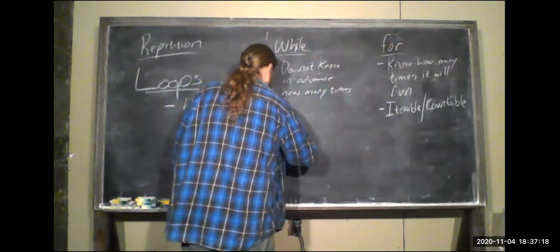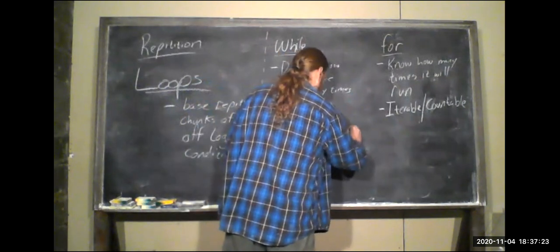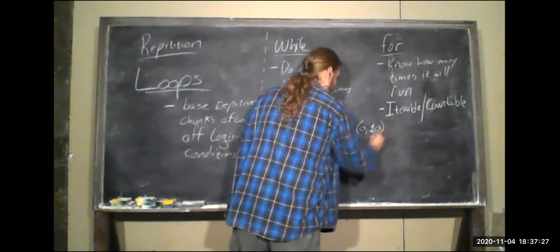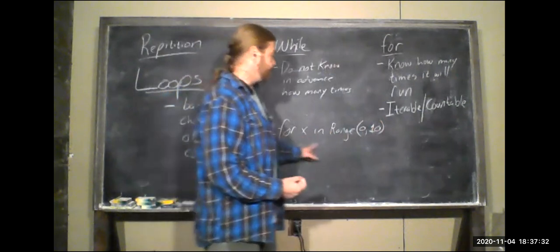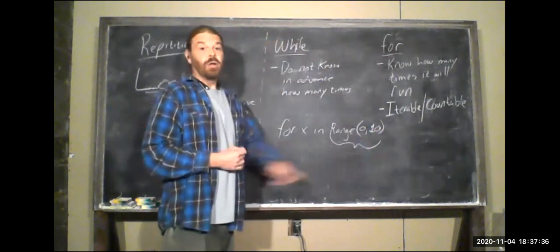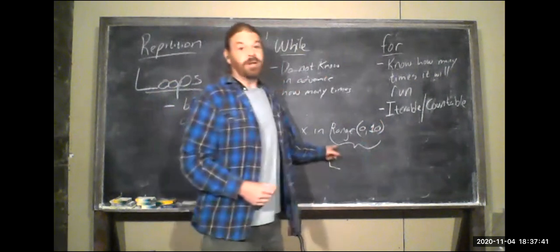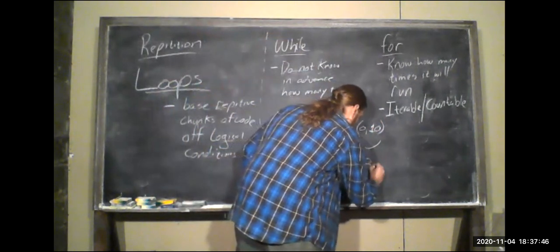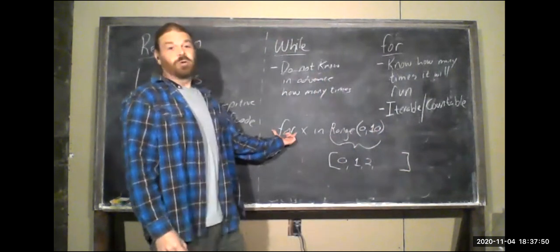It'll say like for X in range 0 to 10 or something. And then it'll have all the stuff to go through. And this one right here, range 0 to 10, what that actually does is create an array and put all of our numbers from 0 to 10 in it. So then that's what for loops are really for.